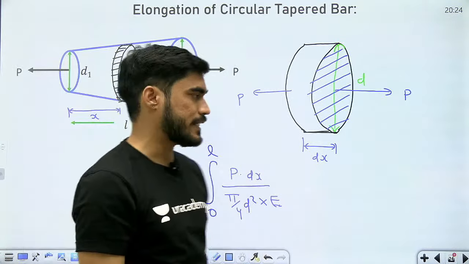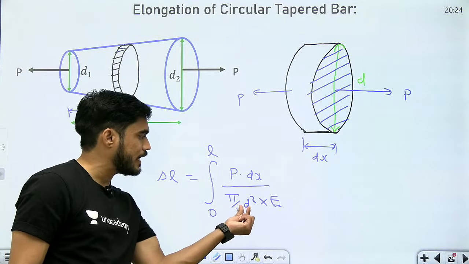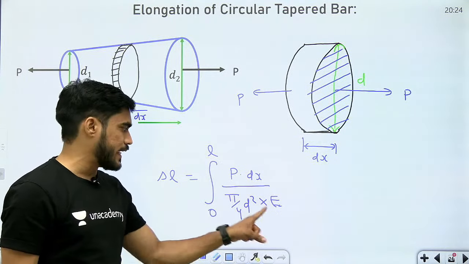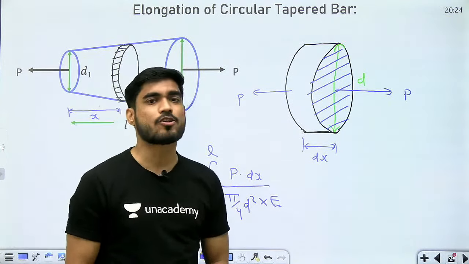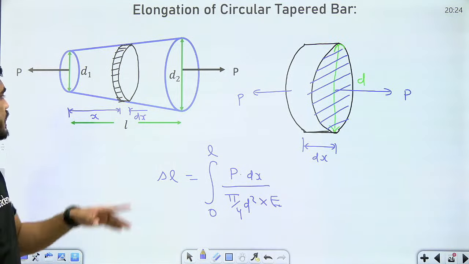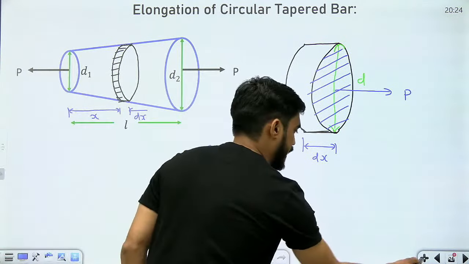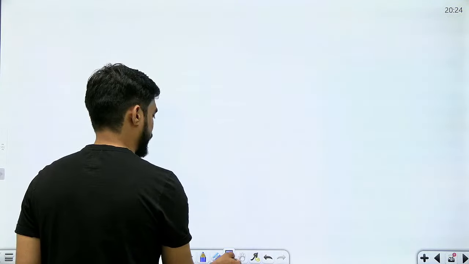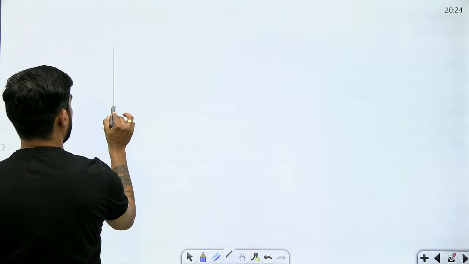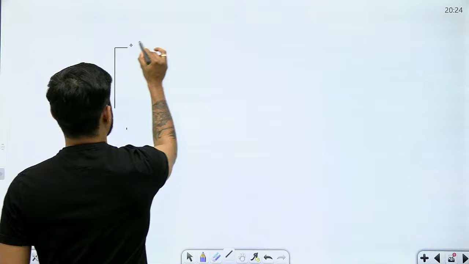But the problem is, if you want to integrate this equation, you need the value of d in terms of x. P is constant, E is constant, but d is not constant. You will get some equation of d in terms of x. So you need to find that equation of d. So how can we find the equation of d? Understand beta, how can we find the equation of d?